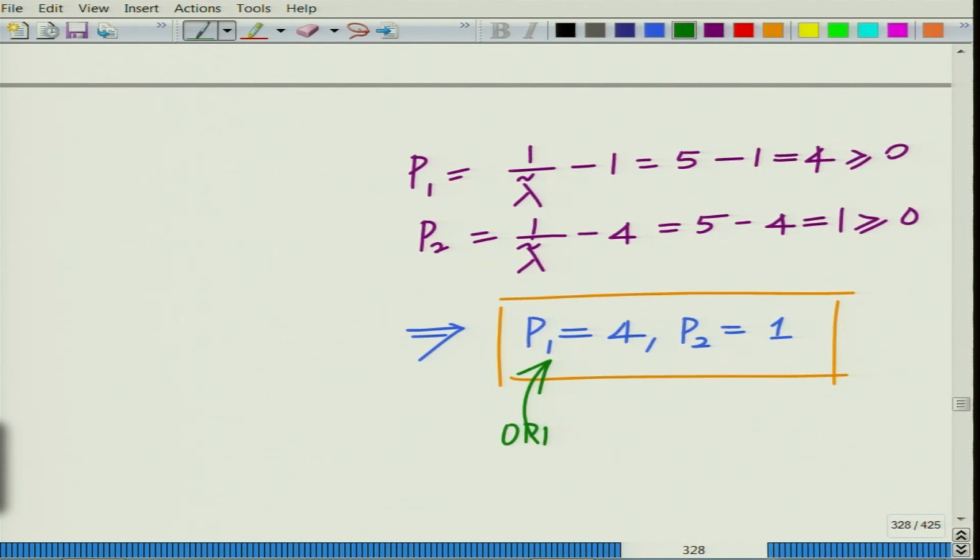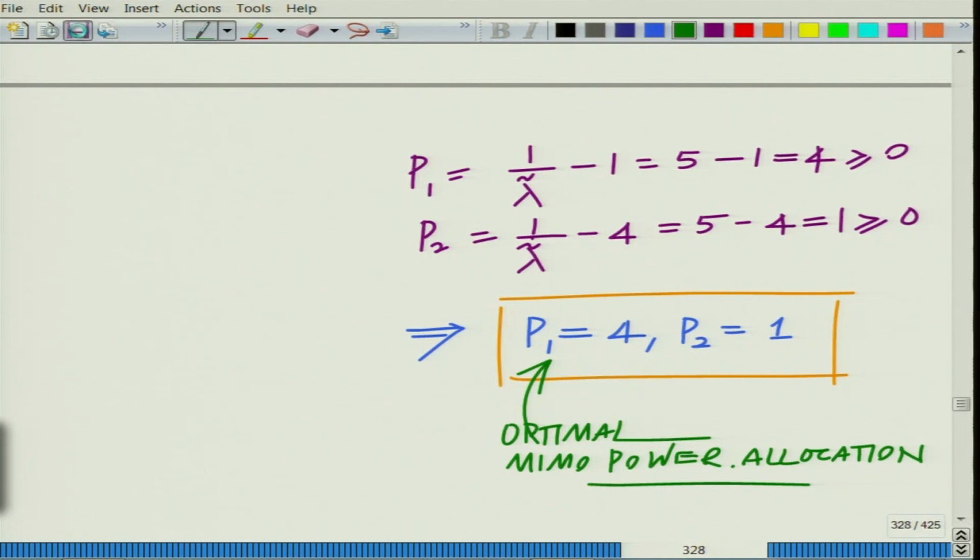optimal MIMO power allocation for rate maximization. This is essentially the optimal power allocation, which is given by the water filling algorithm.